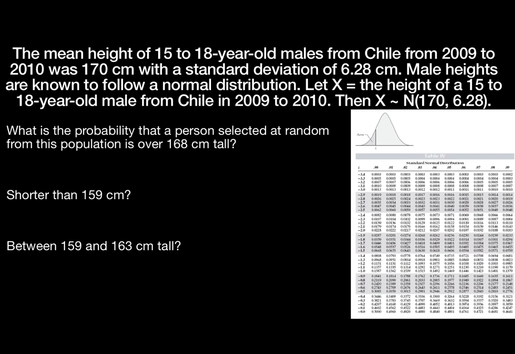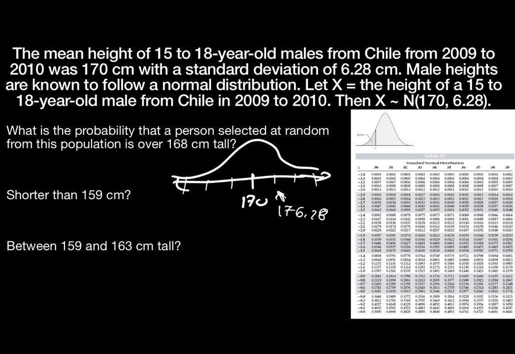Good information to know. The minute they say that, anytime I'm doing a problem, I'm going to draw a picture, and I'm going to have a normal curve. I'm going to center it at whatever they tell me the center is, 170. And then 3 standard deviations above, and 3 standard deviations below. 6.28, I'm just going to put in one value there. So that'd be 176.28, because that's 1 standard deviation above 170.